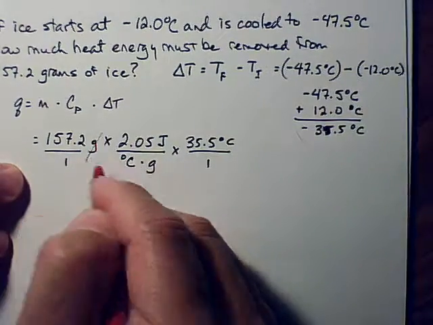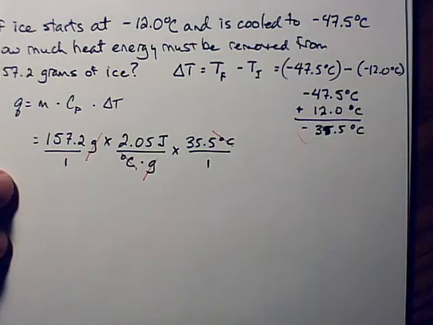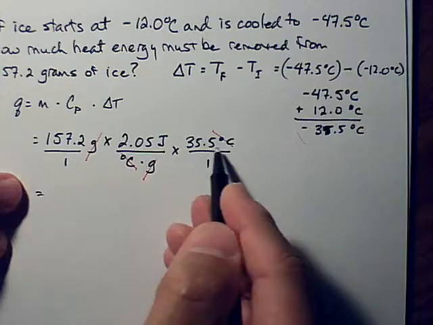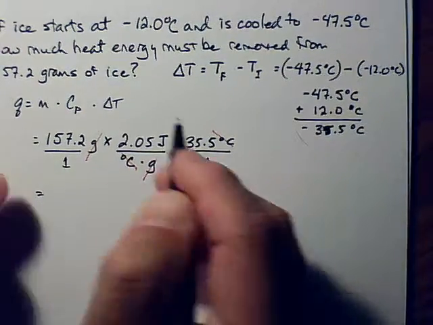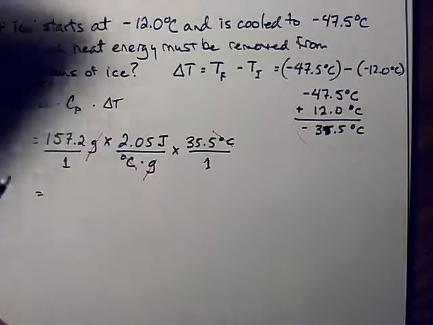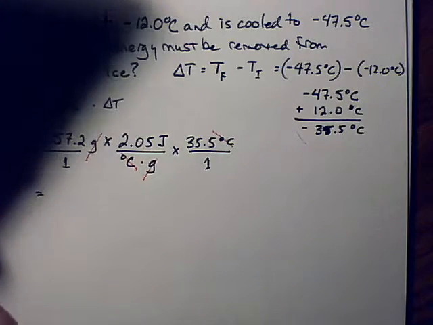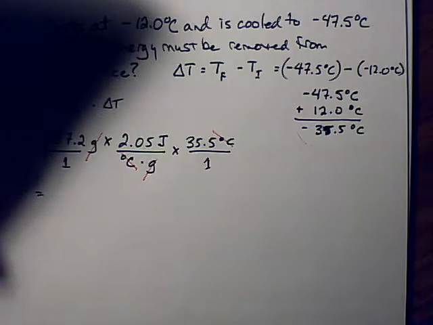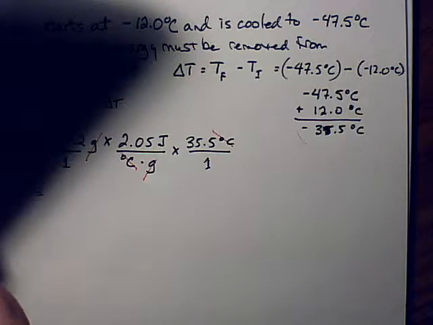So once we set it up, then we can cancel grams, we can cancel degrees C, and we're simply going to do the math. We're multiplying everything across the top, and since on the bottom all we have are 1s, we can just skip over that, because multiplying by 1 just gives us the same number we started with. So I've got 157.2 times 2.05 times 35.5.